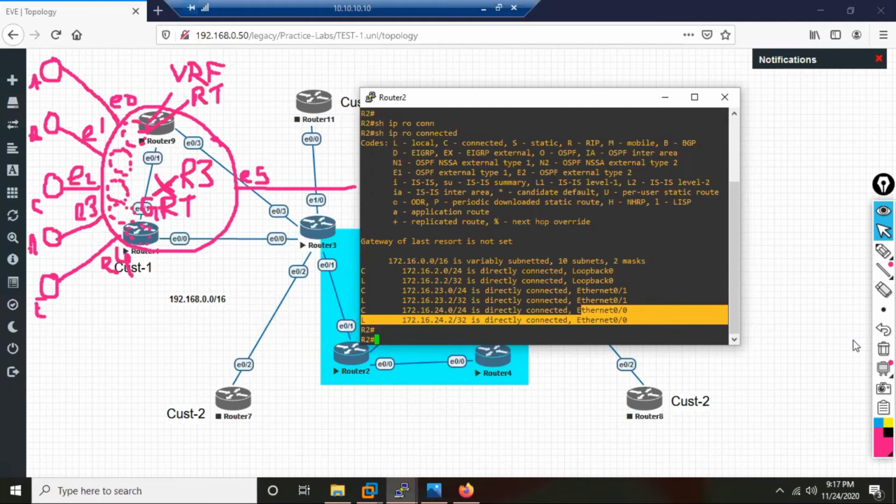So with this VRF concept now, is the solution scalable? Is the solution economical? Yes. The solution is scalable, economical also. You have 100 customers. If you want, you create 100 VRFs for the customers, and you connect 100.